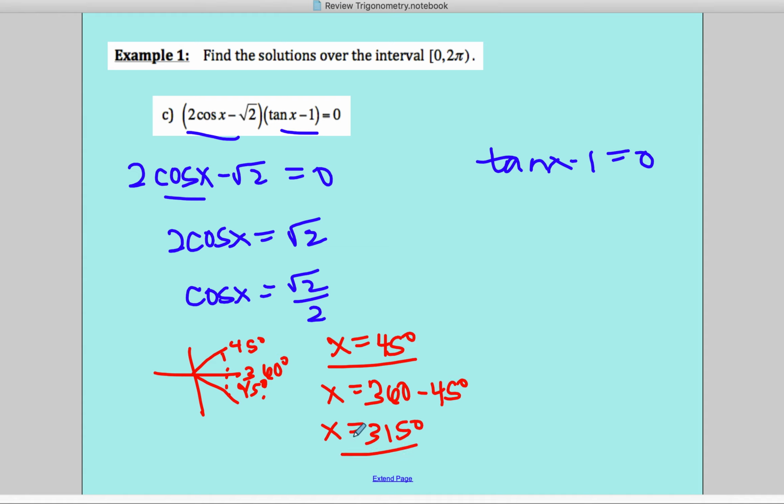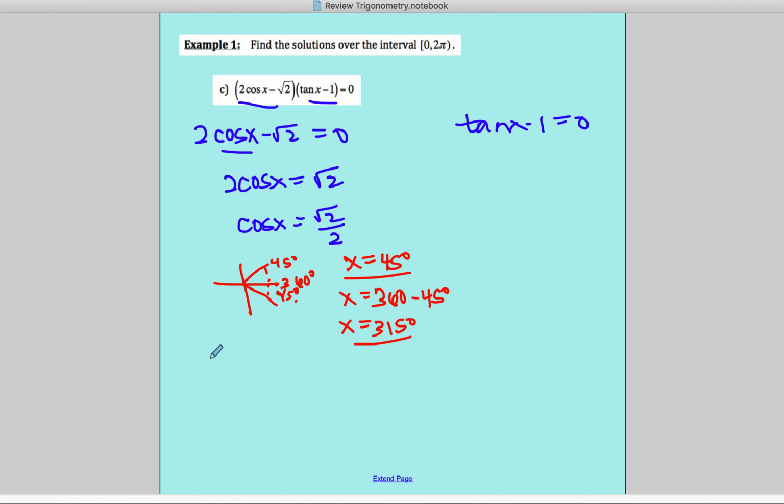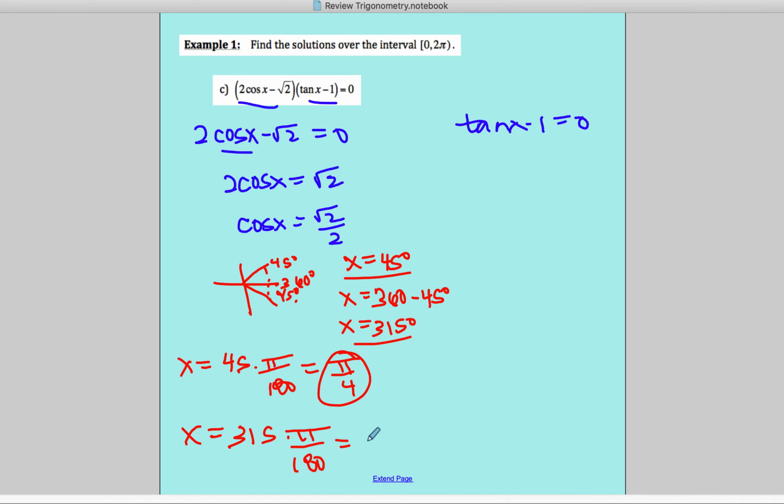And then from here, I will go ahead and convert them into radians. Okay, so I would take 45 times pi over 180. And on my calculator, I would do 45 divided by 180 math frac, which reduces to pi over 4. So that's my first radian. And then my other answer would do the same thing, times pi over 180. And if I do that, I should get 7 pi over 4. Okay, so that's my answer for the first part. And those are both in between 0 and 2 pi, so that works out.